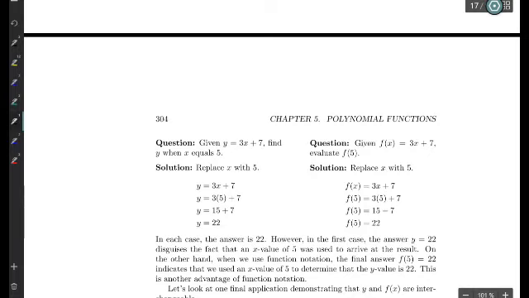So in each case, the answer is 22. In the first case, we have y equals 22. And it's not directly evident that the x value of 5 was used to get this 22. However, on the other hand, for function notation, we have f of 5 equals 22. So we have a result, and we're told what number was used with what function to get that result. So that's an advantage of function notation.